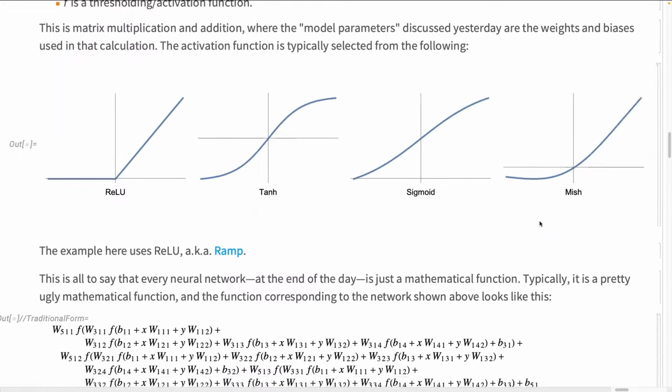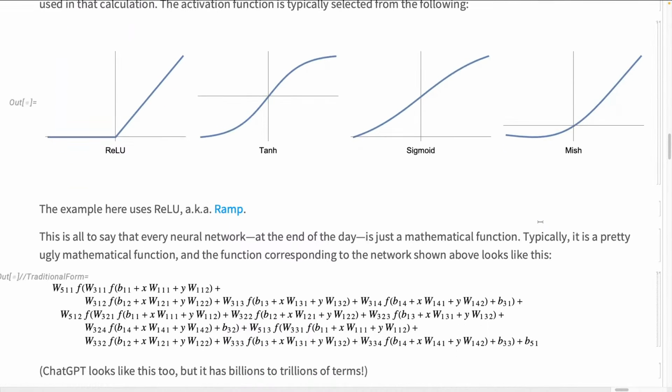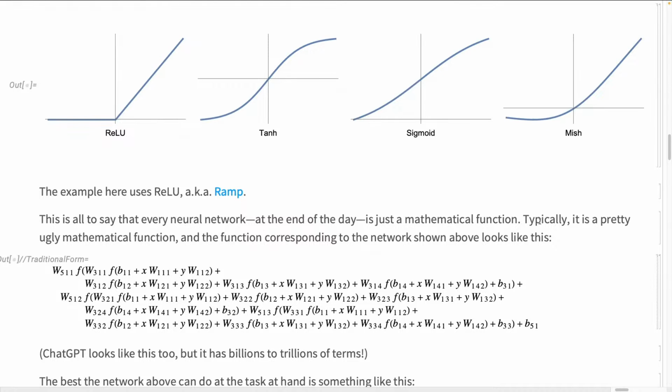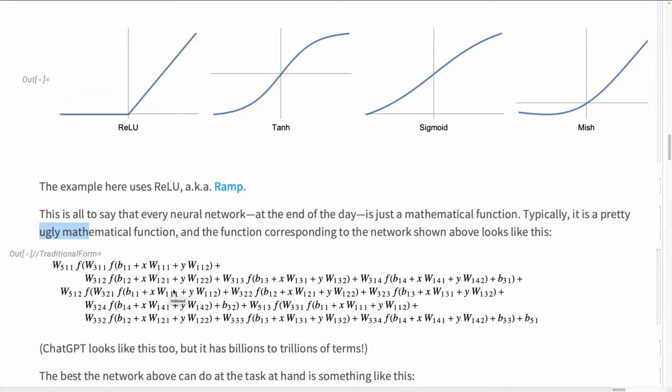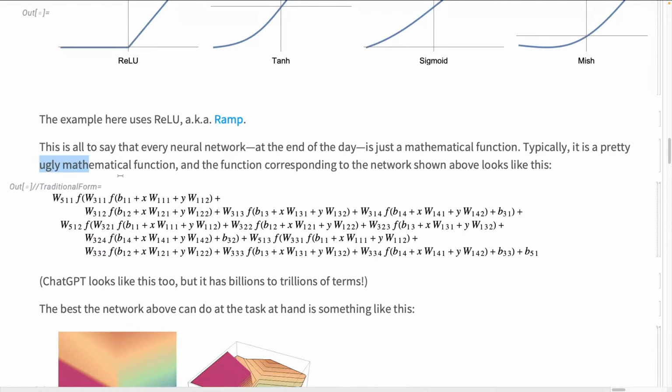So this is really all just to say, I don't want to get too bogged down in the details of that. It is kind of just a basic linear algebra operation. And at the end of the day, the point is that any given neural network is just a mathematical function. Typically, it is a pretty ugly mathematical function. And the function corresponding to the network above, for example, in terms of ugly functions, looks like this.